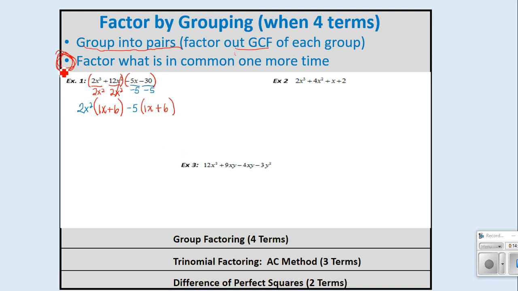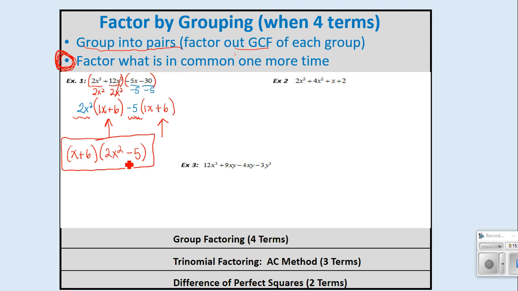Now we're going to do the second step. Factor out what is in common one more time. What does the 2x squared and the negative 5 have in common? Look, right here. They both have an x plus 6. So you're going to factor out an x plus 6. If you factor out this whole group, what's left over? Well, the 2x squared. If you factor out the x plus 6 from this whole group, what's left over? Negative 5.